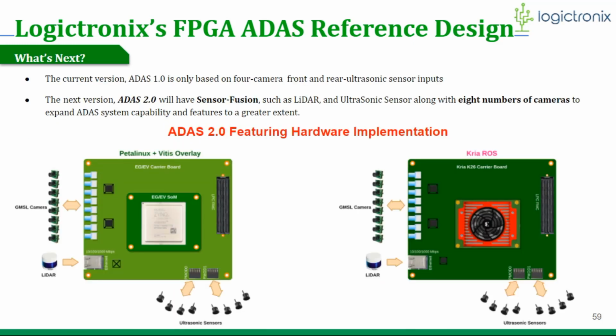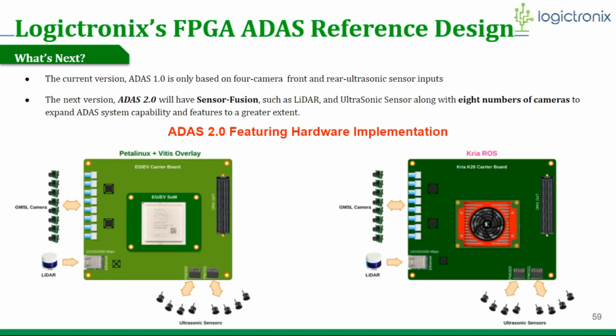Okay, now, what will be next after this ADAS solution? This current version, ADAS 1.0, is only based on 4 camera inputs and front and rear ultrasonic sensor inputs. The next version, ADAS 2.0, will have sensor fusion such as LiDAR, ultrasonic sensor, along with 8 cameras to expand ADAS system capability and features to a greater extent.